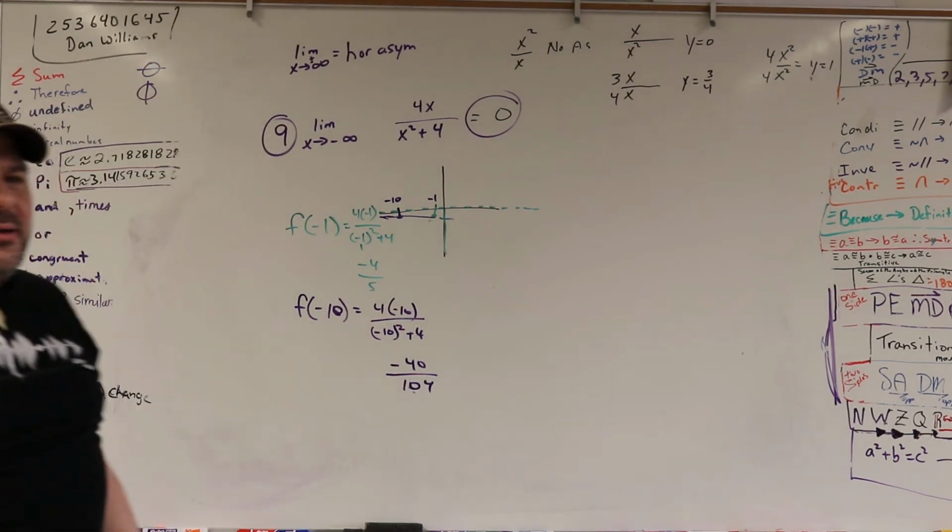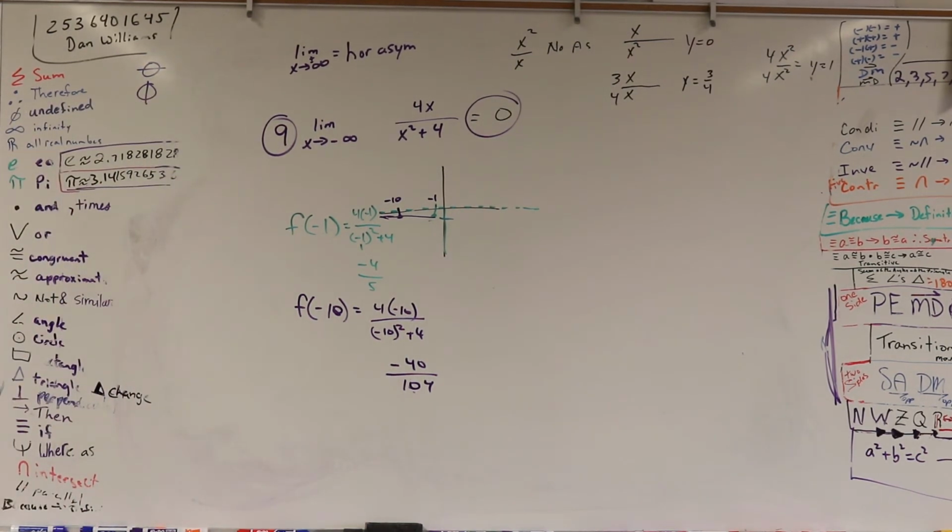Where did you get the negative 10 from? Would you just pick it? I just picked a number way out. It's a big number. You're confusing me.